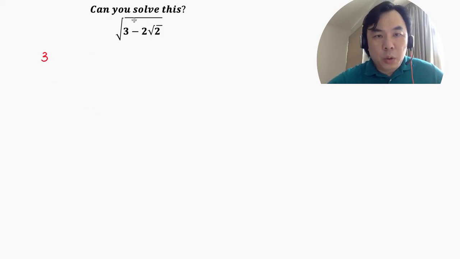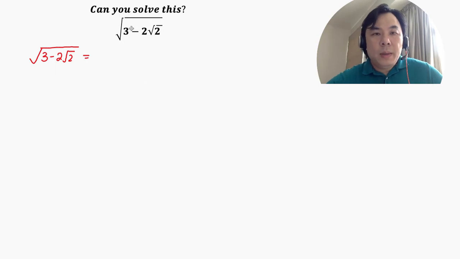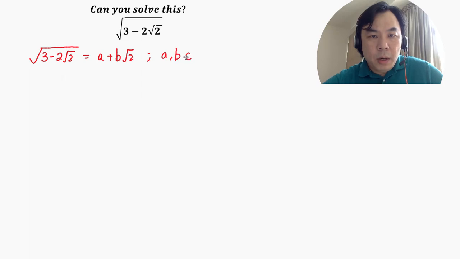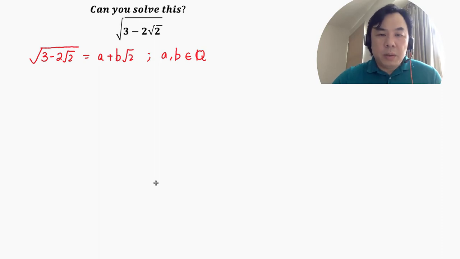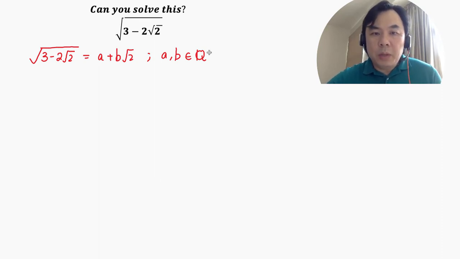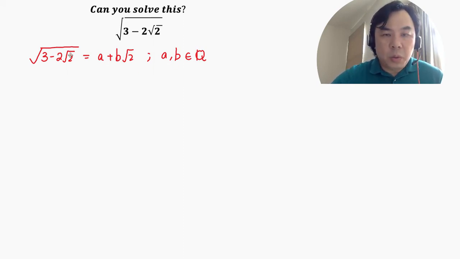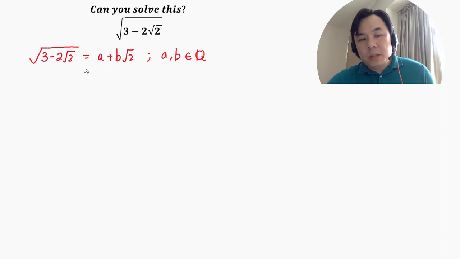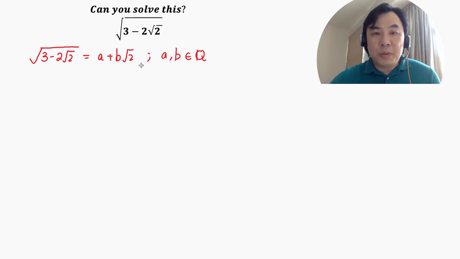First of all, in order to simplify this, one of the strategies that I'm going to apply is to assume that this particular surd expression can be written in this form, where A and B are some rational numbers. I'm only interested in A and B being rational numbers. The reason I make this assumption is because there is a surd 2 inside there, so hopefully the surd would help me simplify this correctly.